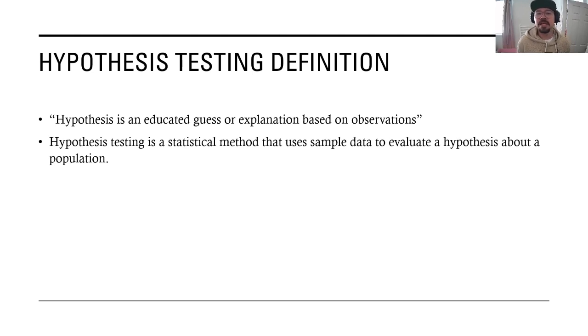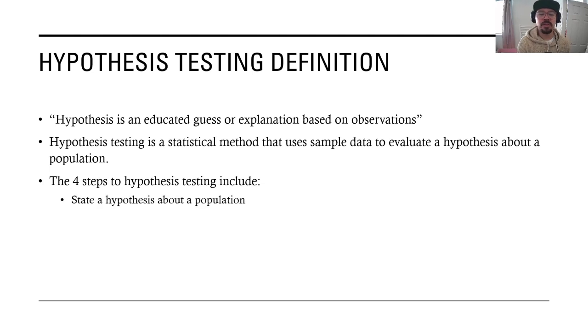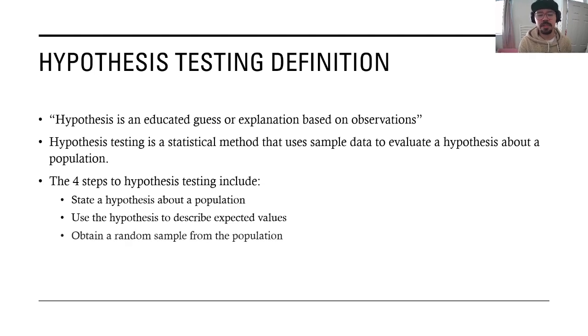Hypothesis testing is a statistical method that uses sample data to evaluate a hypothesis about a population. The four steps to hypothesis testing include stating a hypothesis about a population, using the hypothesis to describe expected values, obtaining a random sample from the population, and finally comparing the obtained sample data with the prediction. Okay, so this particular module is really exploring much more in depth each of these four steps, and then we'll learn a little bit more, of course.